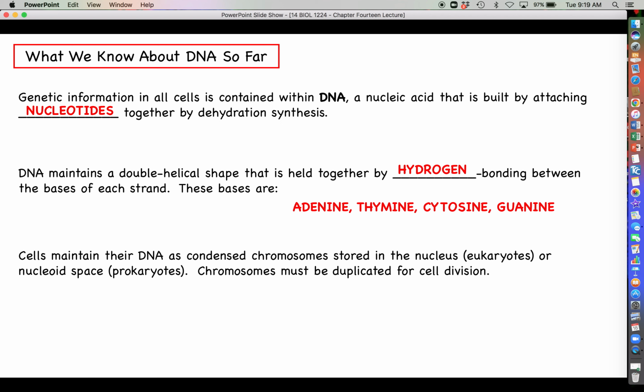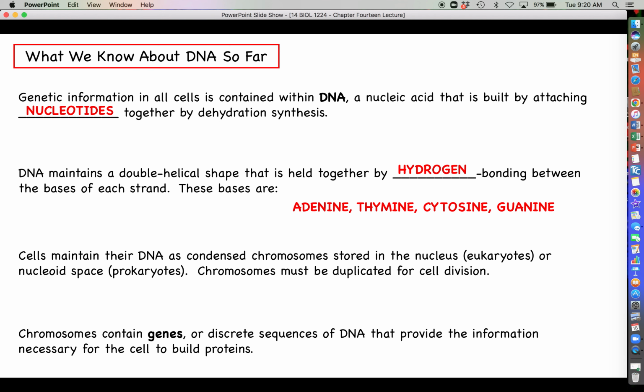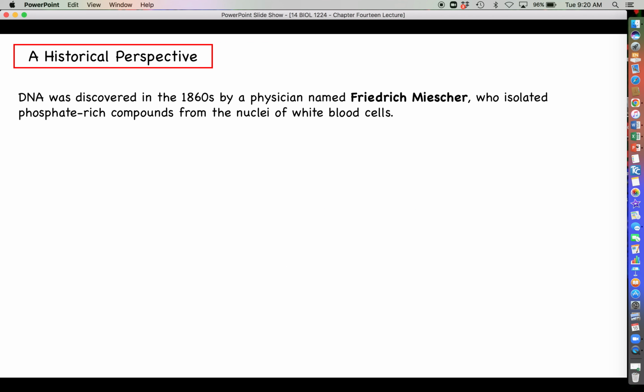We also know that cells maintain their DNA as condensed chromosomes that are stored within the nucleus if you're talking about eukaryotes, or within a singular nucleoid space if you're talking about prokaryotes. And we also talked in the previous chapters that eukaryotes have multiple linear chromosomes, whereas prokaryotes tend to have just one singular circular chromosome. And we know, of course, that chromosomes have to be duplicated in order for cell division to occur. And finally, we know that chromosomes contain genes, which are discrete sequences of DNA that provide the information necessary for the cell to build all of its proteins.